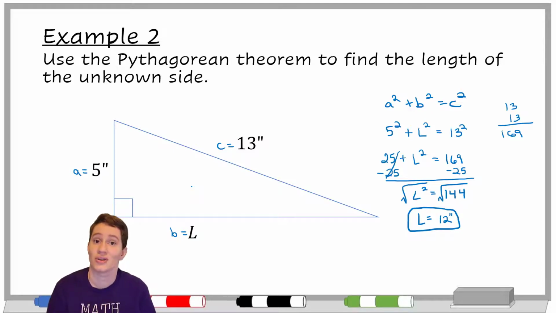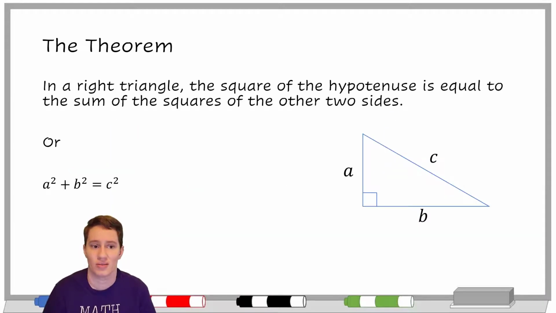The other thing that goes along with this is that in order for us to know we have a right triangle, our sides should work for the Pythagorean theorem. It's actually called the converse of the Pythagorean theorem, which is a fancy way of saying, let's switch this around. The theorem says, in a right triangle, this is true. The converse says, if the square of the hypotenuse is equal to the sum of the squares of the other two sides, then I know I have a right triangle.